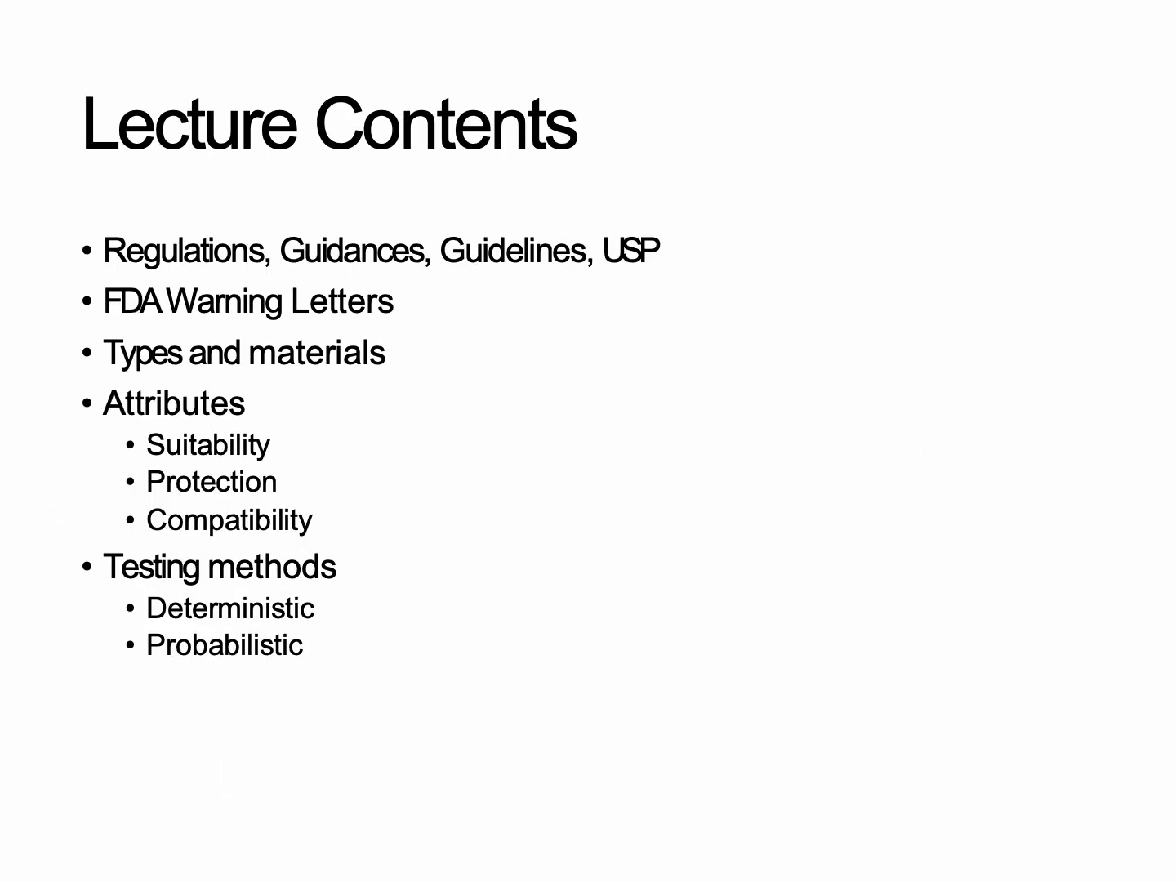So what we are going to see today, we are going to look into a few regulations, guidance documents, and of course USPs. And we are going to look into the FDA warning letters. We will go over the types of materials, the attributes for the container closures, such as suitability, protection, compatibility, and then we'll go over testing methods, where we usually talk about two types of methods, deterministic and probabilistic.